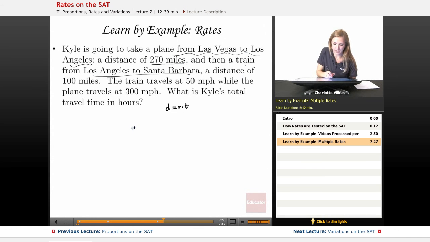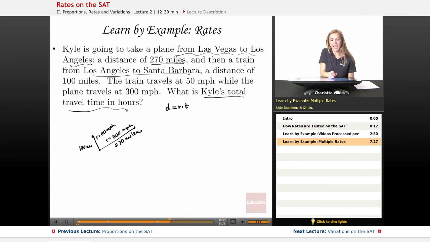So basically, he's going from Vegas down to Los Angeles and then up the coast to Santa Barbara. And he's got 270 miles here and 100 miles here. We know that the train travels at 50 miles per hour, so that means that our rate here is 50 miles per hour. We also know that the plane travels at 300 miles per hour, so that's our rate in this leg of the trip. We're looking for Kyle's total travel time in hours.